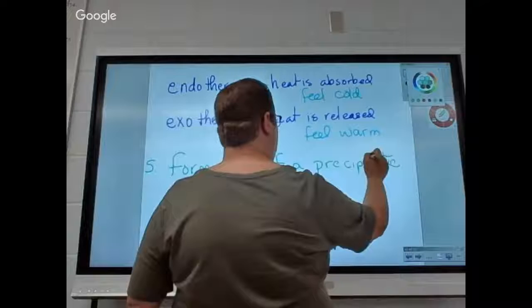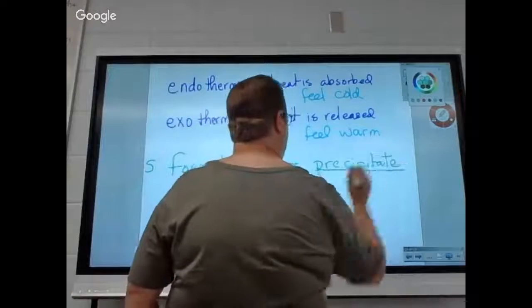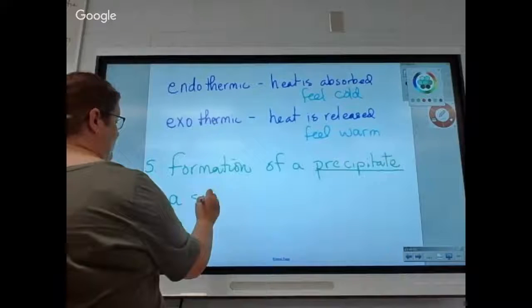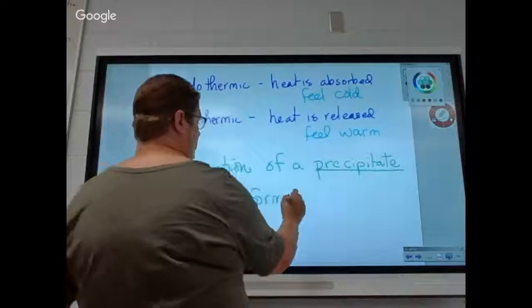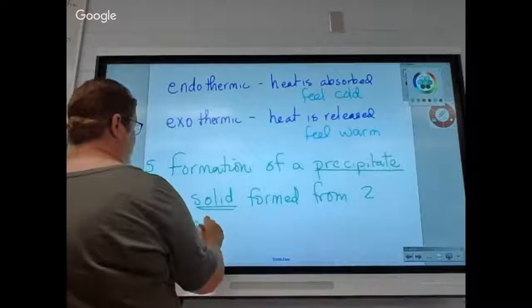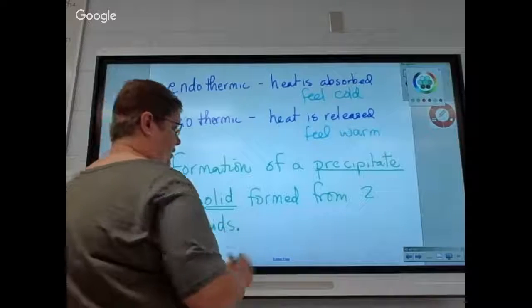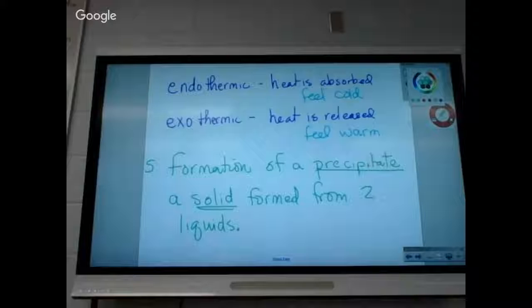Now, we are not in our science class, so a precipitate in chemistry class is not sleet, snow, rain, hail, or any of those other objects. A precipitate in chemistry class is a solid formed from 2 liquids. Now, I have simplified that a little bit because y'all don't know the second half of the definition. It should really be from 2 aqueous solutions. We're not sophisticated enough to know what 2 aqueous solutions are yet, so I'm just going with 2 liquids at the moment. We'll come back to this at the very end of the semester.